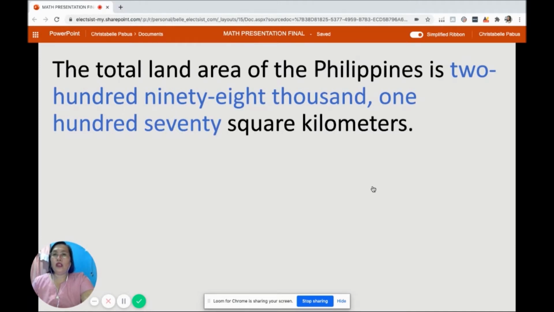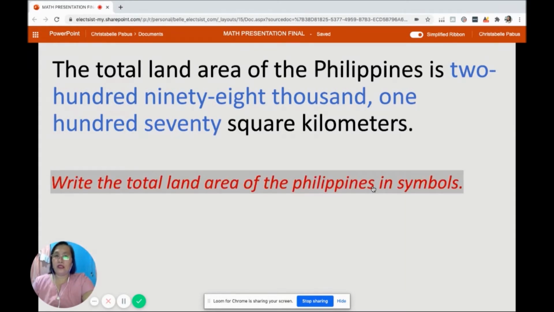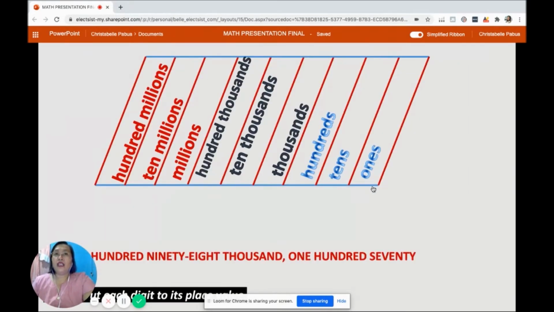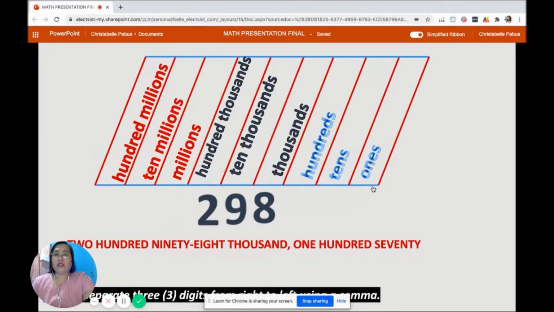The problem is, the total land area of the Philippines is 298,170 square kilometers. Write the total land area of the Philippines in symbols. If you find it hard, let's go back to previous steps that I discussed earlier. So we are going to start from the 100,000s, which is 2. Then 9 in the 10,000s place value, and 8 in the thousands place value. The next one is 170. You put a comma, you put 1 on the hundreds, 7 on the tens, 0 on ones. So the answer is 298,170.